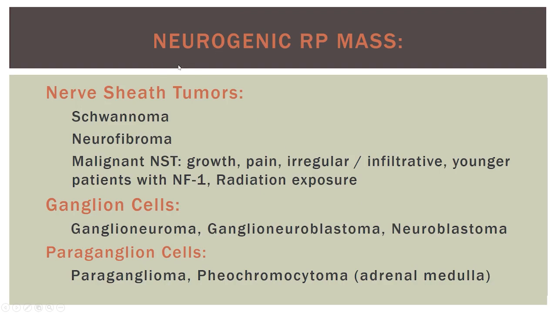Moving to neurogenic tumors, be it nerve sheath tumors like schwannoma, neurofibroma, malignant nerve sheath tumors, you should be suspicious if there's fast growth, pain, irregular infiltrative border, if the patient is younger, has NF1, has radiation exposure, or if they arise from ganglion cells like ganglioneuroma, ganglioneuroblastoma, or neuroblastoma, or paraganglion cells like paraganglioma, pheochromocytoma. Pheochromocytoma basically arises from the adrenal medulla, but paragangliomas are extra-adrenal pheos.